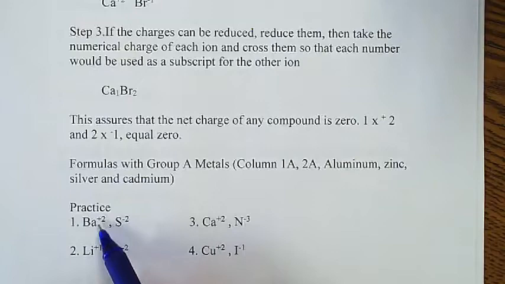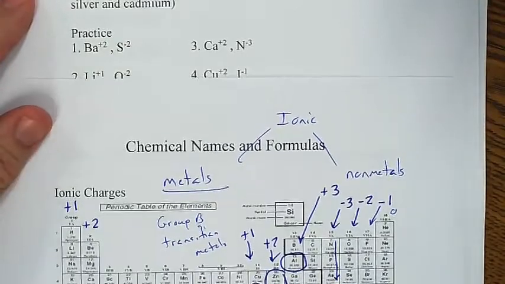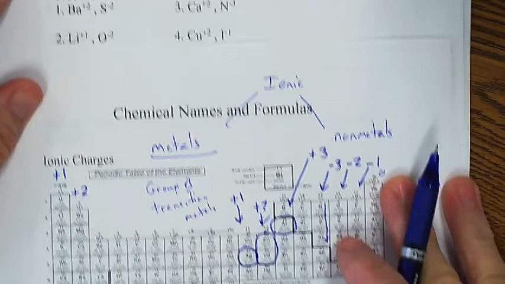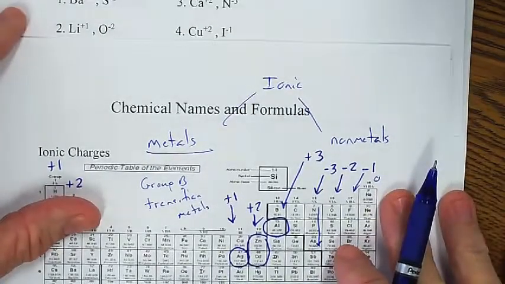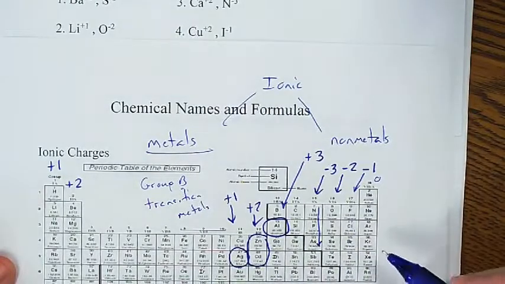Barium is +2. Again, it is in column 2 on the periodic table. Try to put the periodic table there so you can see it a bit. And so here we go. So barium is in column 2, so it's +2. Sulfur is in column 6, it's -2.